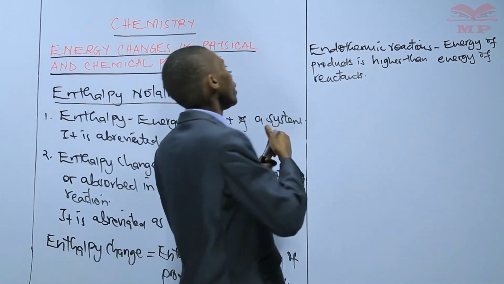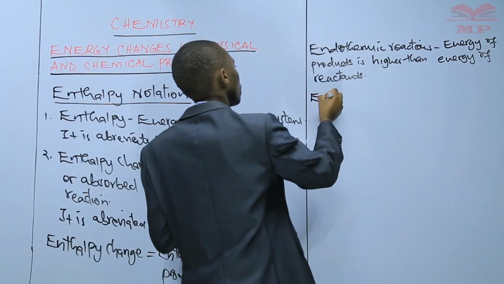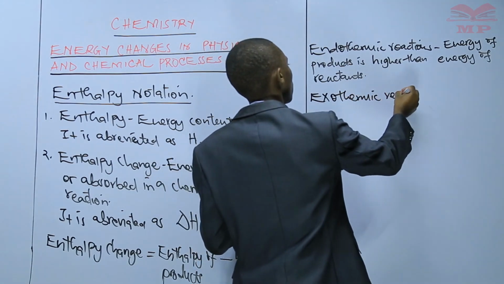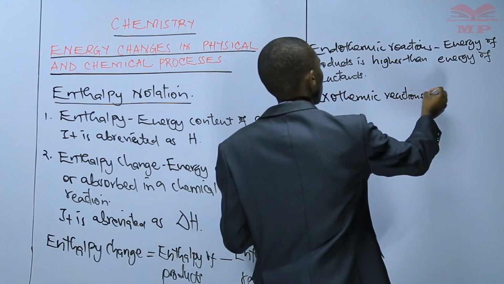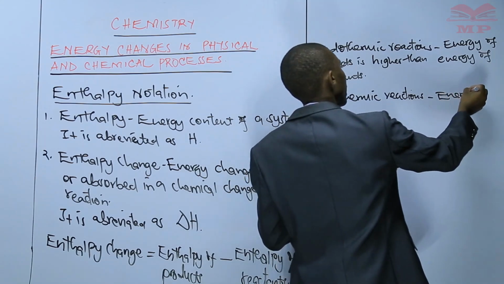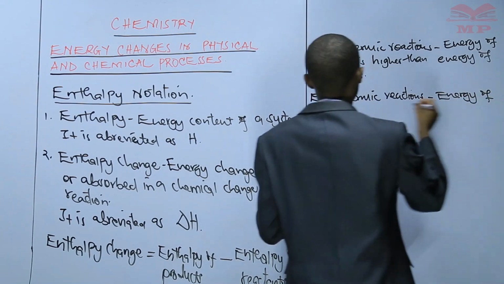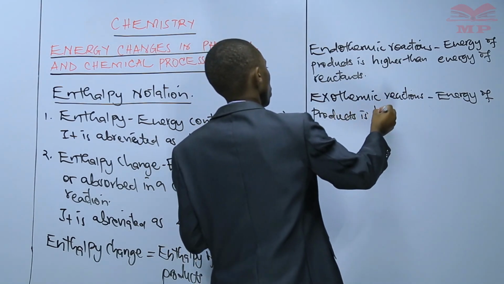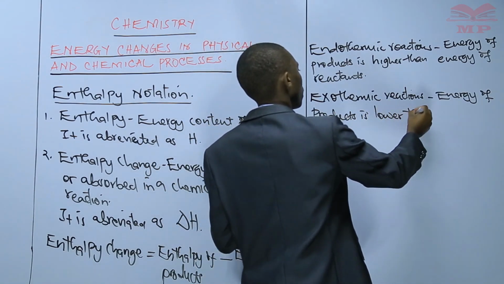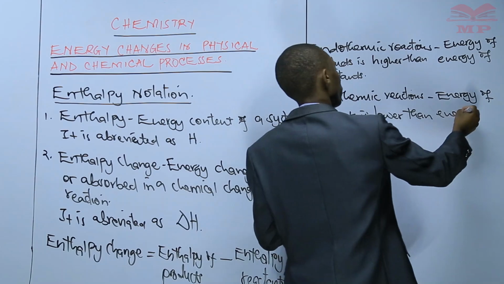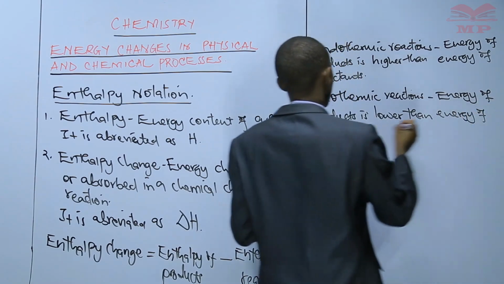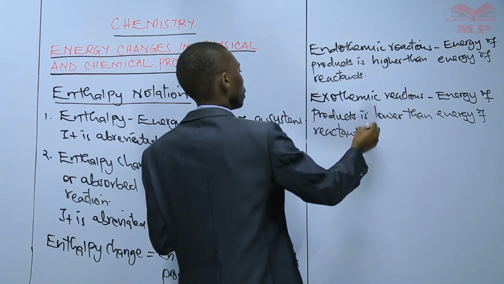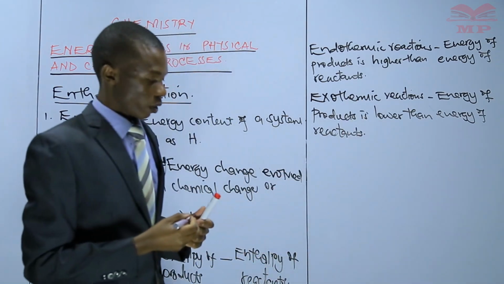Then in exothermic reactions, energy of products is lower than energy of reactants. Energy of products is lower than energy of reactants.